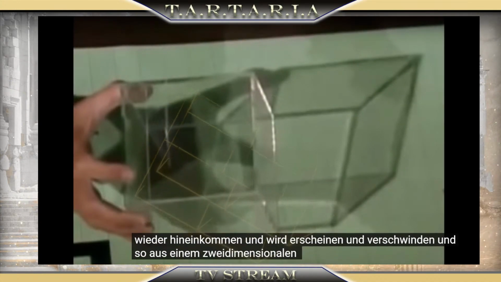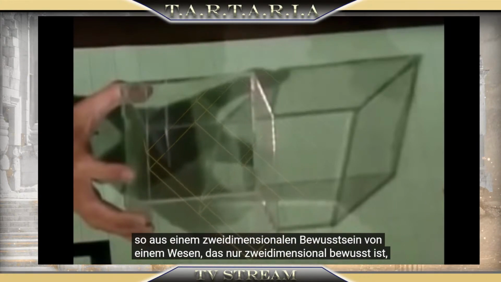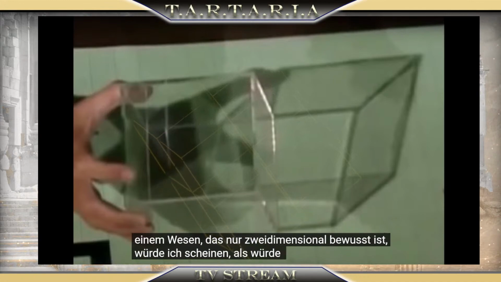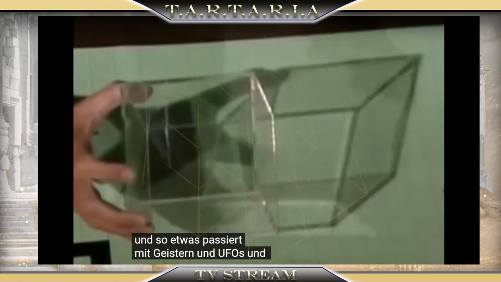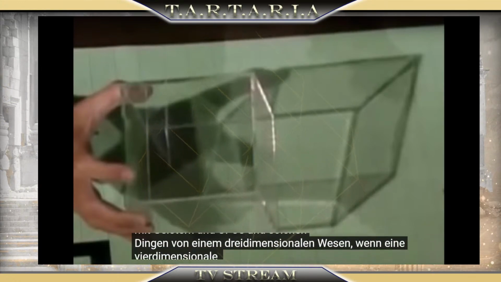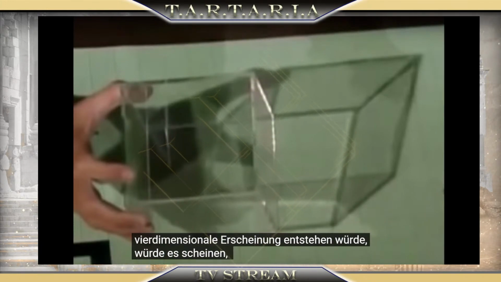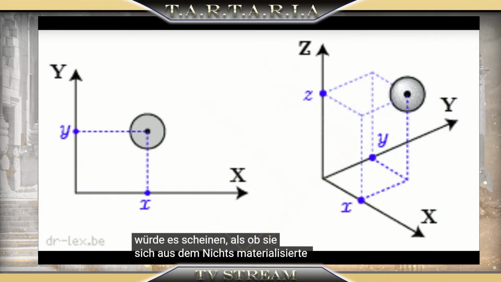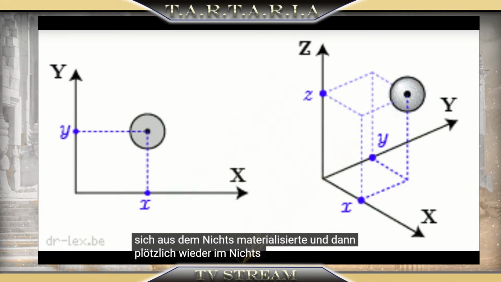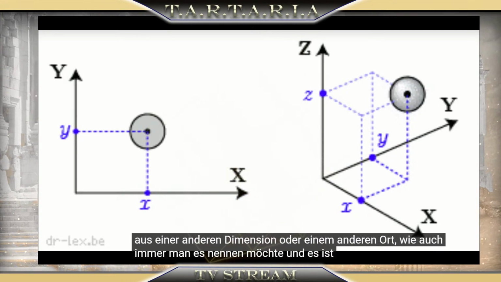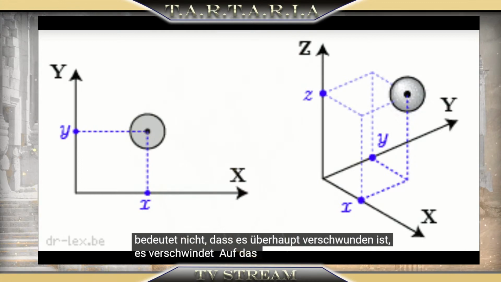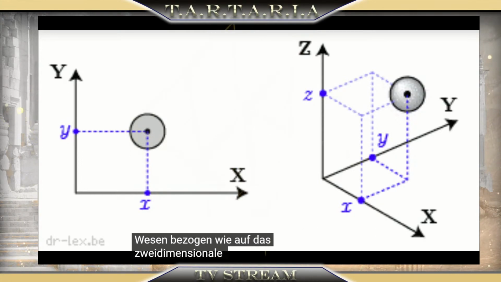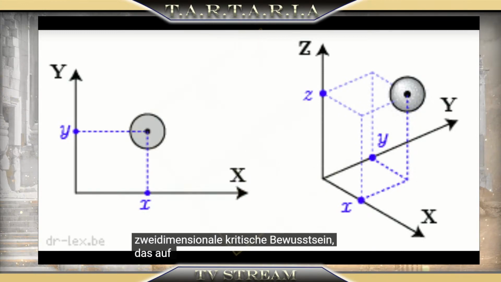And so from a 2-dimensional awareness, from a being that is 2-dimensionally aware only, it would seem as though this would come in and out of existence as out of nothing. And that's kind of what happens with ghosts and UFOs and things like that. From a 3-dimensional being, if a 4th-dimensional appearance would come into existence, it would seem like it materializes out of nothing and then suddenly disappears again into nothing. And we would say, wow, this thing came from another dimension or another place or whatever you want to call it. And it's true, it came out of another dimension. It doesn't mean it disappeared at all. It disappeared to the 3-dimensional being, like it does to the 2-dimensional awareness that would be on a 2-dimensional plane.